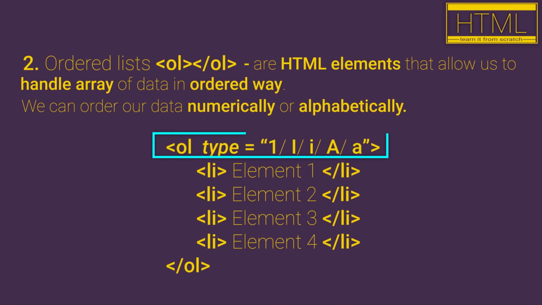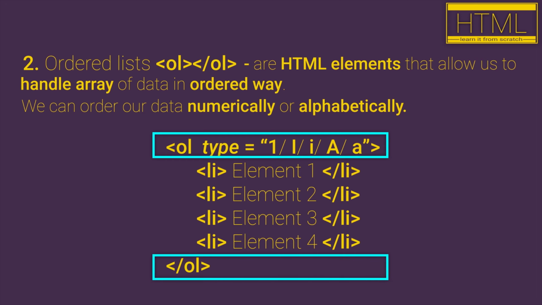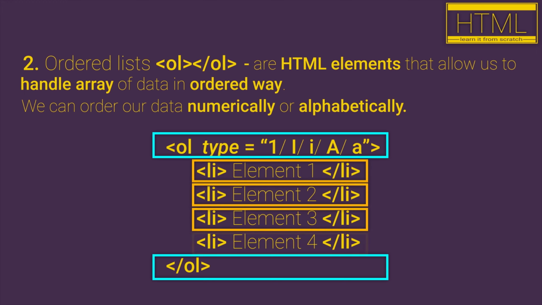Ordered lists start with the OL start tag and end with the OL end tag. List elements we represent through LI HTML elements.